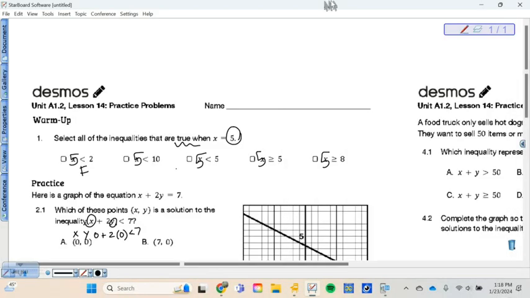All right. Okay. So when I plug in 5 for x, that first one was false. What about the second one? 5 is less than 10. True. So we check it. 5 is less than 5. False. 5 is greater than or equal to 5. True. 5 is greater than or equal to 8. False.